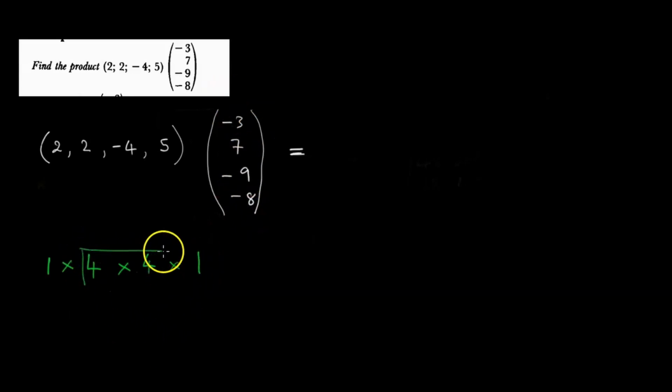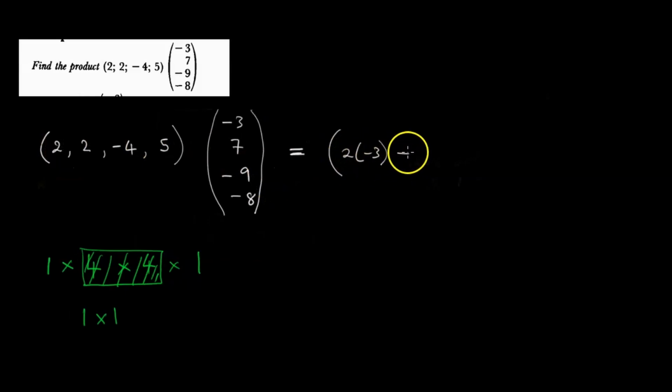Then we go to the middle, we make our box, and shade like this. Our answer should be a 1 by 1. It should be a single number. If we do our multiplication under this knowledge, we can see our answer is going to be like this: 2 multiplied by minus 3, plus 2 multiplied by 7, plus minus 4 multiplied by minus 9, plus 5 multiplied by minus 8.